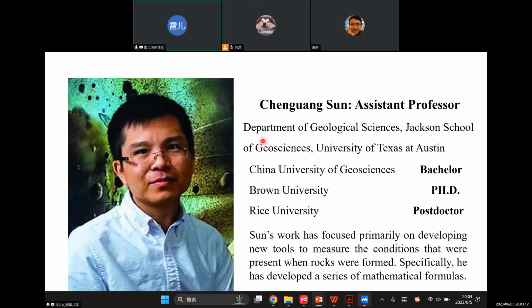The first author is Guangsun Chen, assistant professor at the University of Texas at Austin. He got his bachelor's degree from the China University of Geosciences, Beijing, and he got his master's and PhD degrees from Brown University, and then he worked as a postdoc at Rice University and collaborated with Dasgupta. His work has focused on developing new tools to measure the conditions that were present when rocks were formed. Especially, he has developed a series of mathematical formulas.